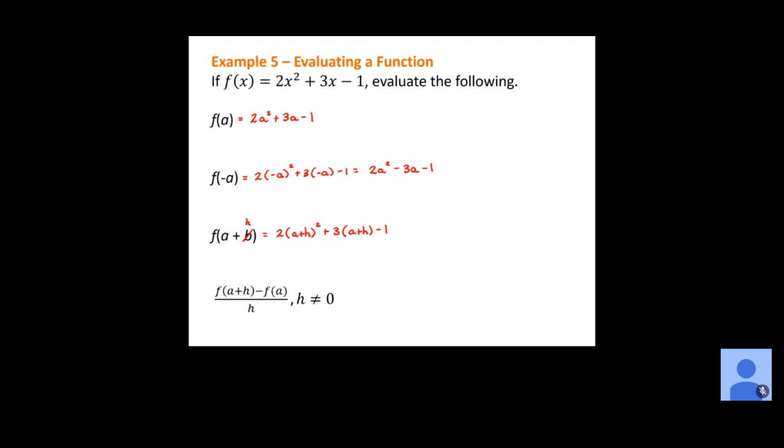Okay, now we need to simplify that. So let's start with that exponent, right? I've got a plus h squared. What could I do to square that? What would I have to do?